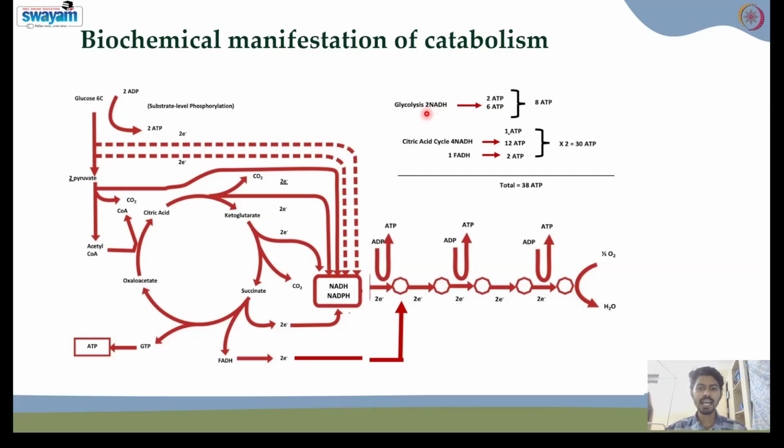So here we have 2 NADH. Then 2 into 3, 6 ATP is formed. So at the end of the glycolysis cycle, you will be having 8 ATP molecules.